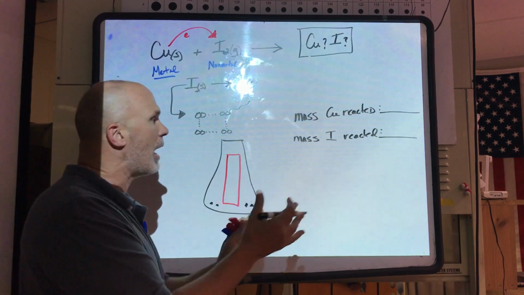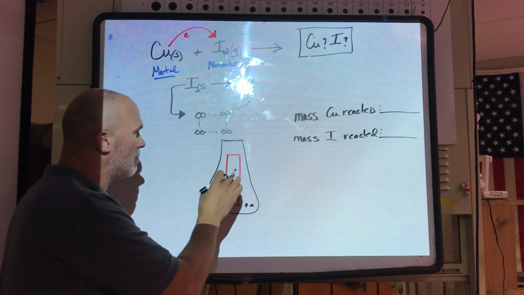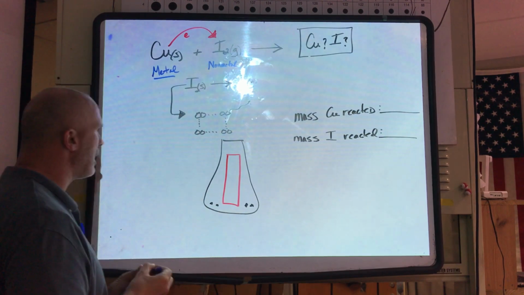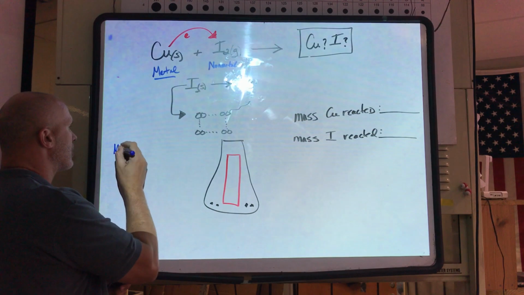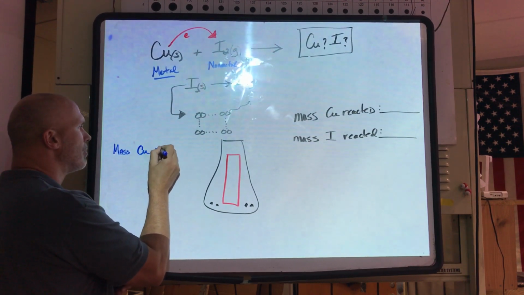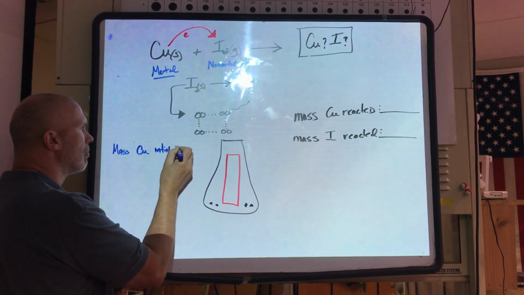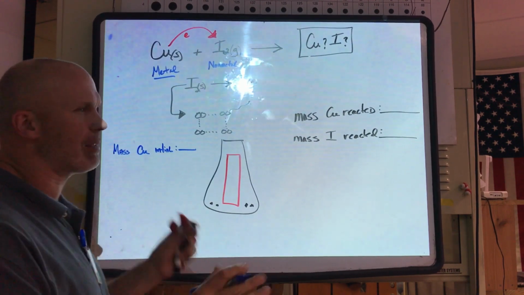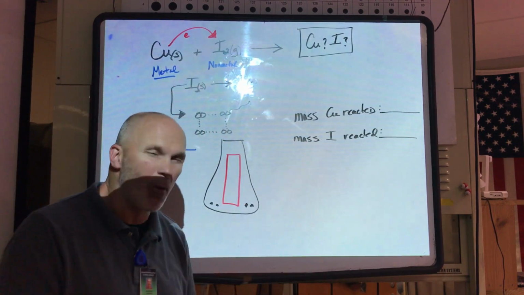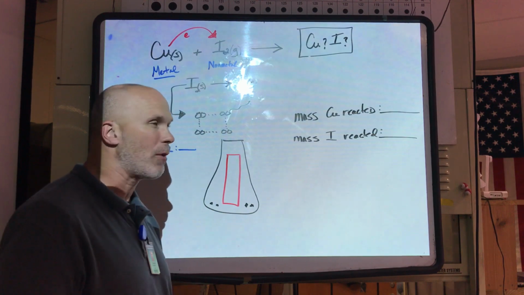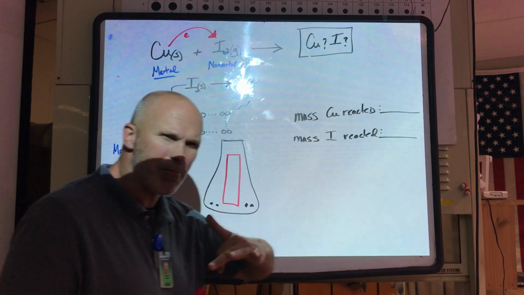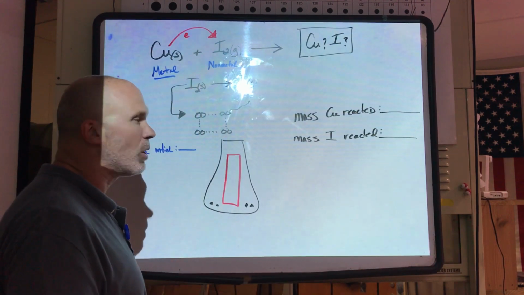Before I start the experiment, before I start exposing my elemental copper to the iodine, I'm going to need the mass of my initial copper. Mass of copper initial. It's before I react anything with it. Now we've done these empirical formula type labs already where we had hydrates, salt with water, and we drove off the water, and the missing mass was that water.